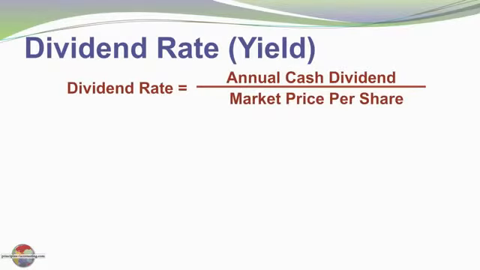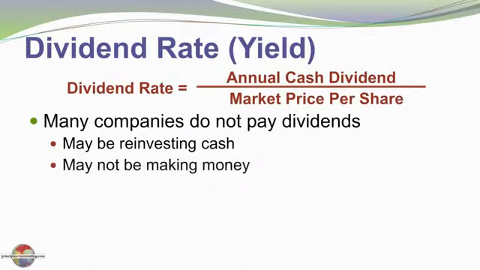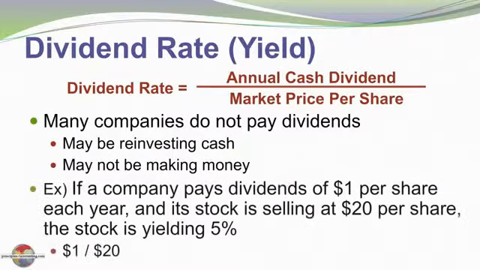The dividend rate is the annual cash dividend divided by the market price per share. Some companies do not pay dividends. They choose to reinvest in new money-making ventures, or they may not be making money at all, in which case they can't pay dividends necessarily. But dividend-paying companies are often evaluated and valued based on their dividend-paying rate. And certainly there's a certain class of investors who are very interested in that annual or periodic dividend. If a company pays $1 per share each year of dividends and the stock is selling for $20 a share, we would say it has a 5% yield.